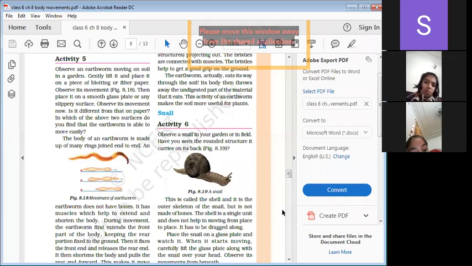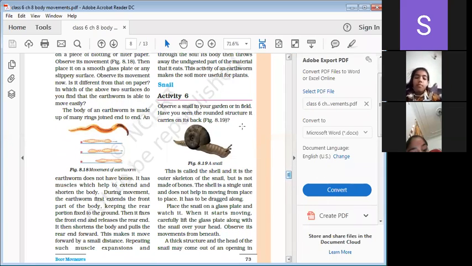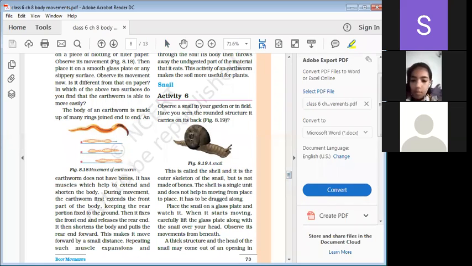The next gait of animal is the snail. How does the snail move? Observe the snail in figure 8.19. It has an outer shell. This is known as the shell, which is on the structure of the snail. It is not made up of bones. The shell is also not made up of bones. It is only for protection.